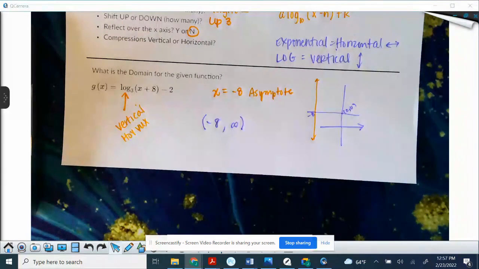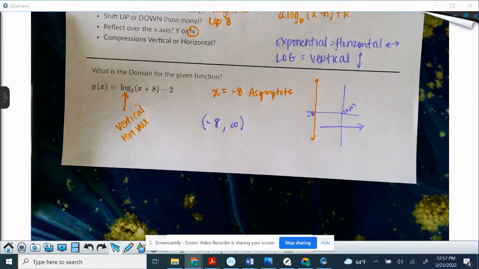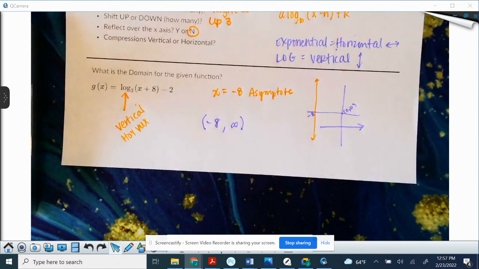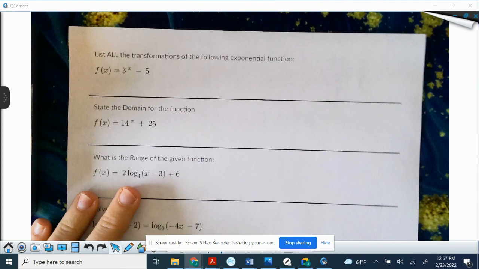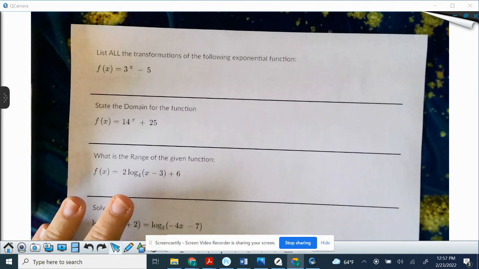So for exponential, which I think might be the next one, if I'm not mistaken. Yeah, we're getting there. Everybody's okay so far? Yes. Awesome. Thank you. Sweet.